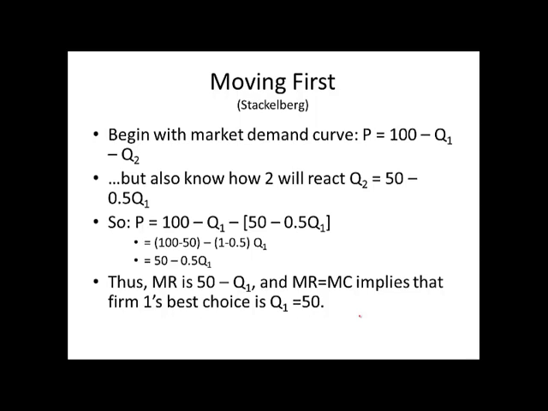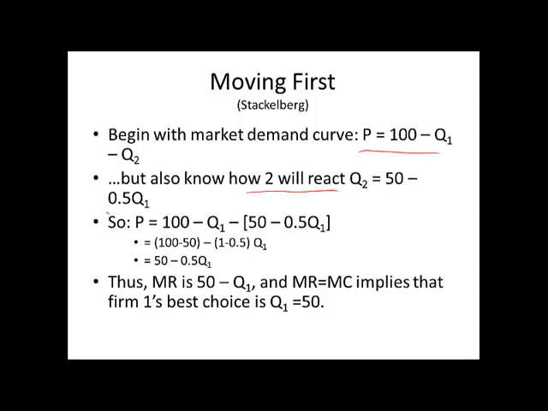So let's talk this through. Moving first is sometimes referred to as the Stackelberg model in honor of some long-gone German economist. So let's start with the market demand curve. P equals 100 minus Q1 minus Q2. But here's the trick or the key. We also know how 2 will react. That is, we know firm 2's reaction curve, which is Q2 equals 50 minus 1/2 times Q1.